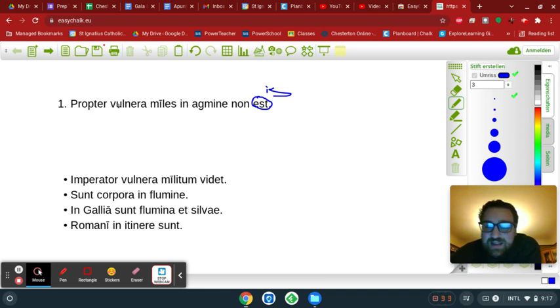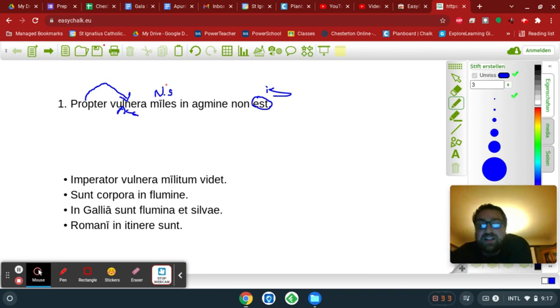Propter vulnera. Well, it's probably not vulnera, because propter means on account of, and we know that propter takes the accusative. And so this vulnera is going to be an accusative. It's going to be on account of the wounds. So we don't know who the subject is, who's doing the being just yet, but let's keep reading. Propter vulnera miles in agmine non est. So miles is a nominative, singular. And thankfully, miles is not a neuter word. Thankfully, it's a masculine word, and miles has to be the nominative.